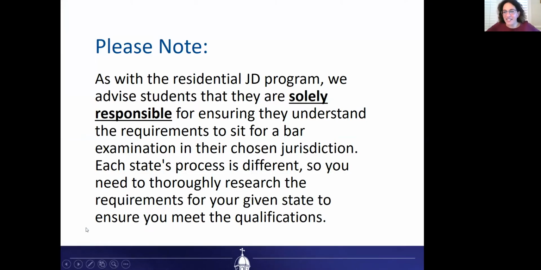All right, so I have to give a disclaimer. I will just share that as with the residential JD program, we cannot guarantee individual bar eligibility for any students. That's a pretty big process. Each state establishes bar admission requirements in the United States. One of those involves an individual background check that includes a review of an applicant's foreign legal education, as well as a character and fitness review. And so it is important for any of you that are considering the bar exam in the United States.